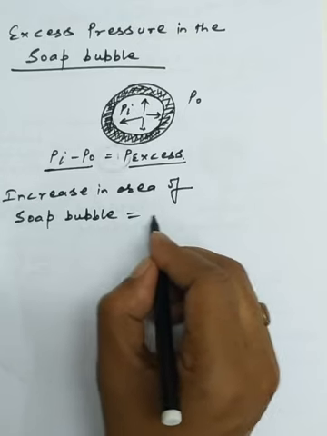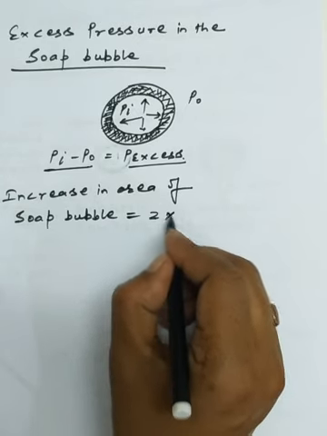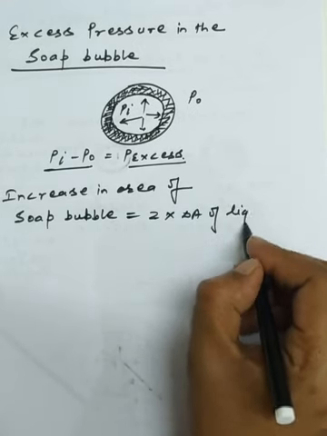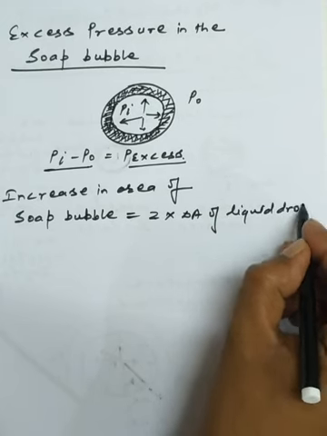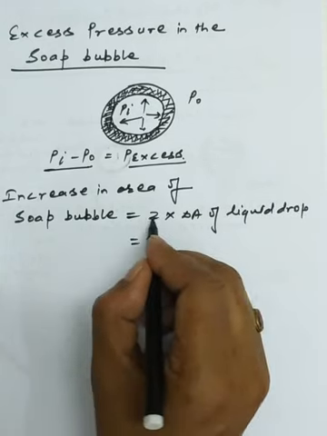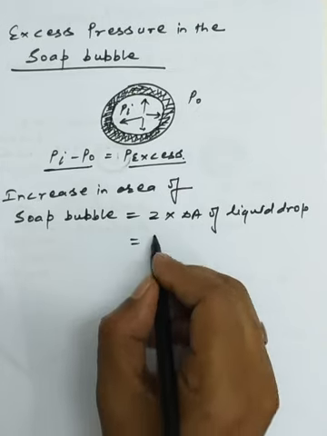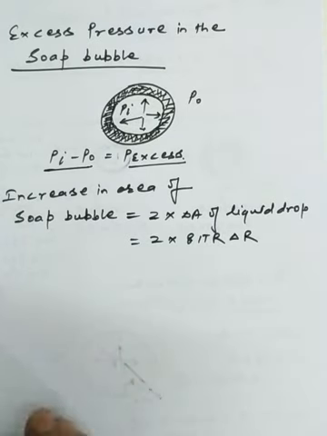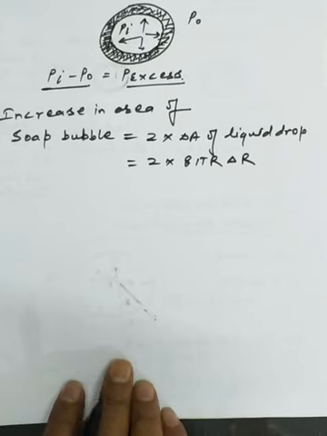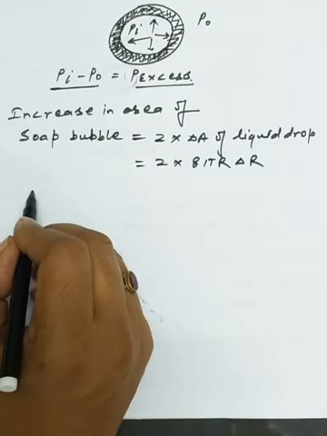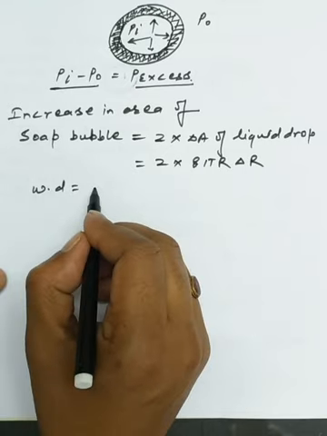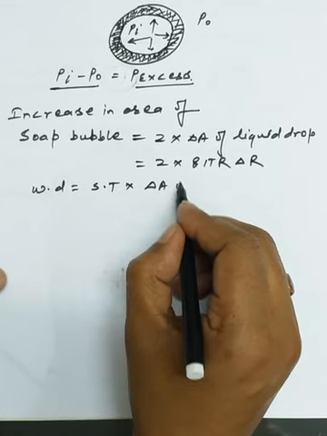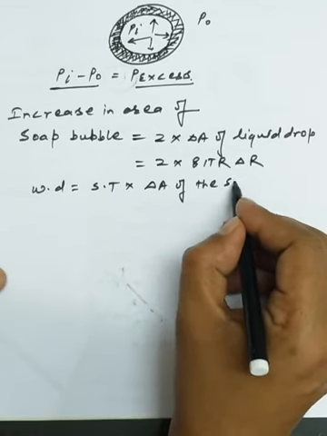So here we are getting the increase of two times the area, delta A, of the liquid drop, because we are measuring the area increase two times. So 2 into 8 pi r delta r is simply a representation of the increase in area. Whenever I am calculating the work done, it is the surface tension into delta A of the soap bubble.